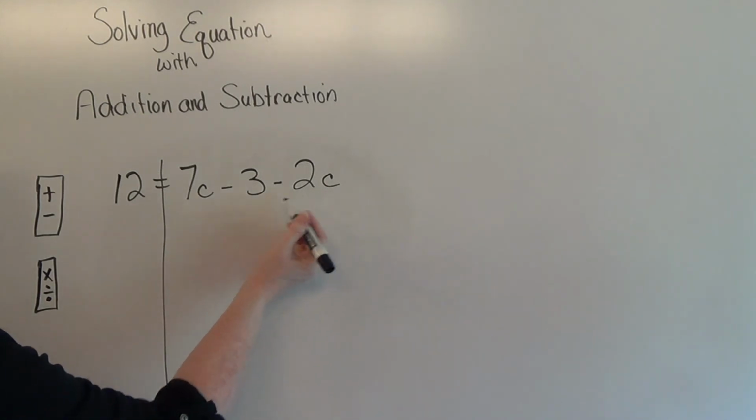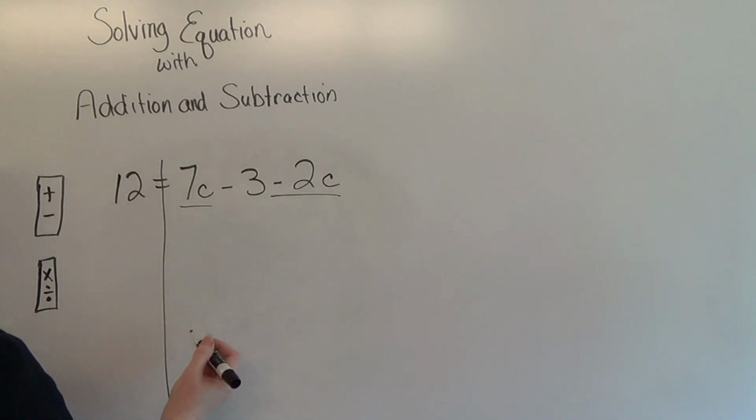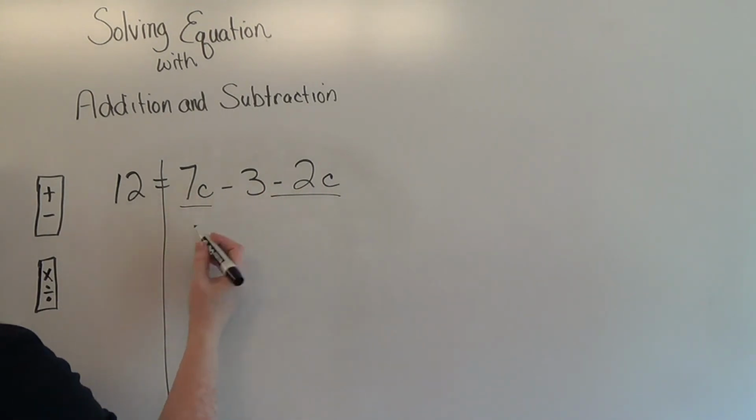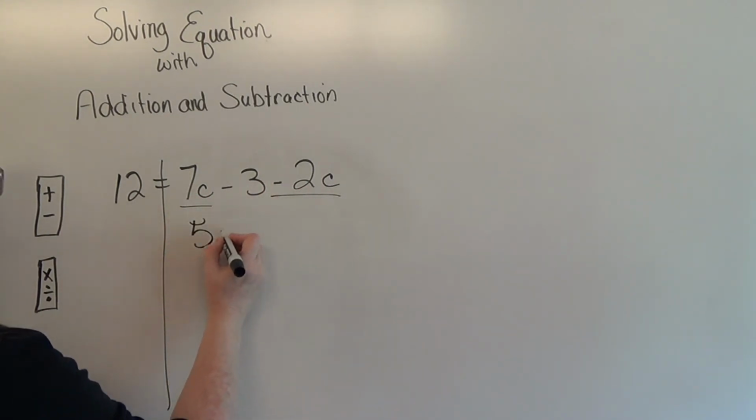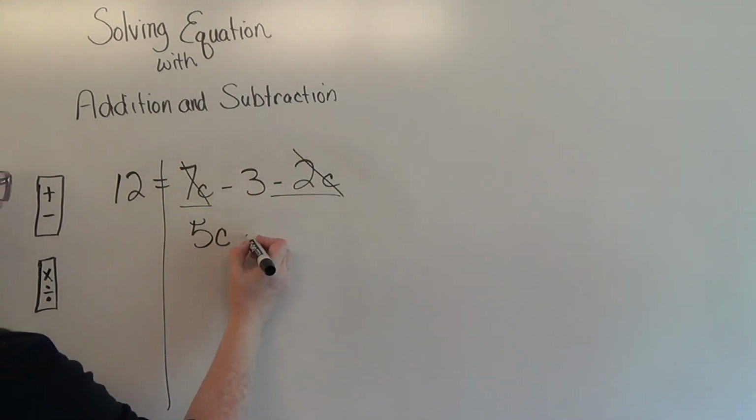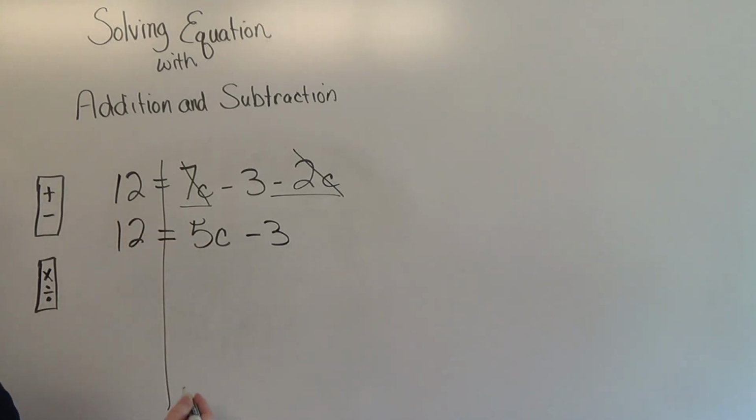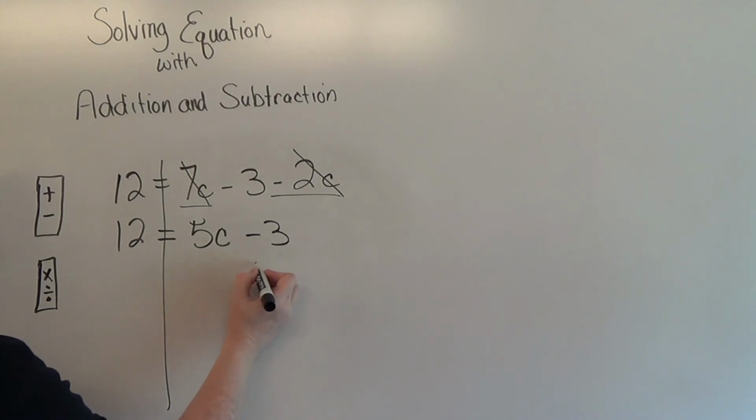So this is the first thing that I want to do, is combine my 7c and my negative 2c. So 7 and negative 2 are 5. I just keep my variable. So I combine those two, and now I'm going to write minus 3, line up my equal sign, put my 12 here. And now I'm going to move the 3 to the other side.